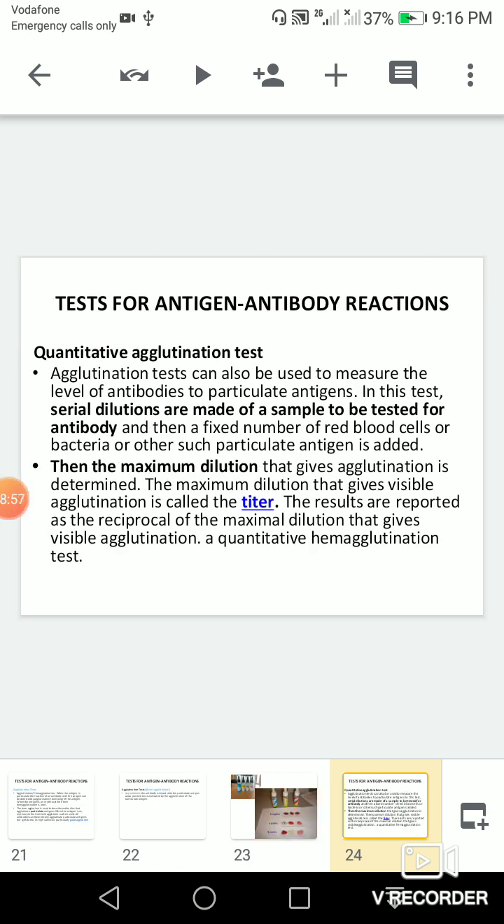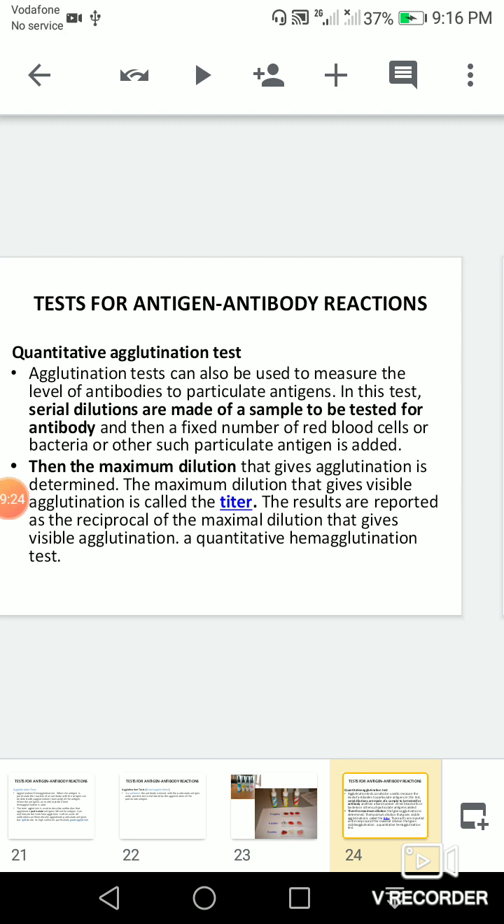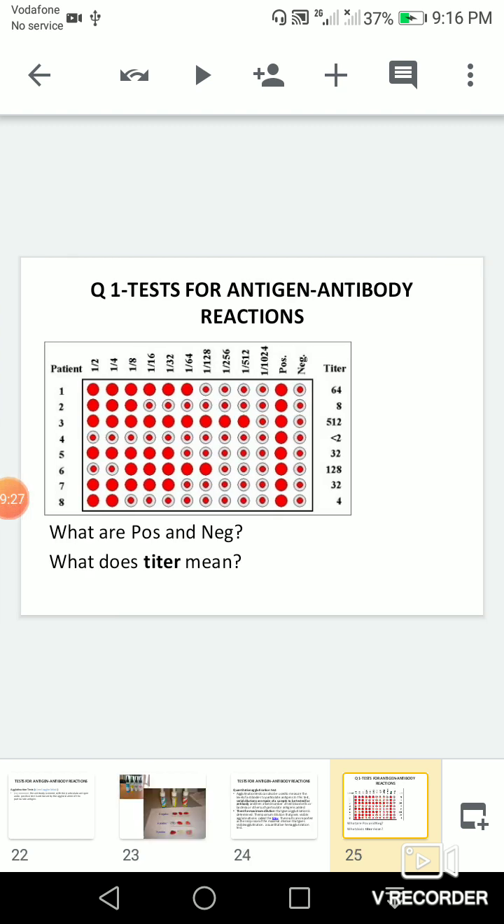Also, there are quantitative agglutination tests. Those quantitative tests depend on the process of serial dilution made of a sample to be tested for antibody, and then a fixed number of red blood cells or bacteria, or often such particulate antigens, is added. Then the maximum dilution, which is the titer, is the result, reported as the reciprocal of the maximum dilution that gives visible agglutination, in a quantitative hemagglutination test. Here is an example of the test in a serial dilution plate, in which you are going to see the maximum dilution at which agglutination occurs.